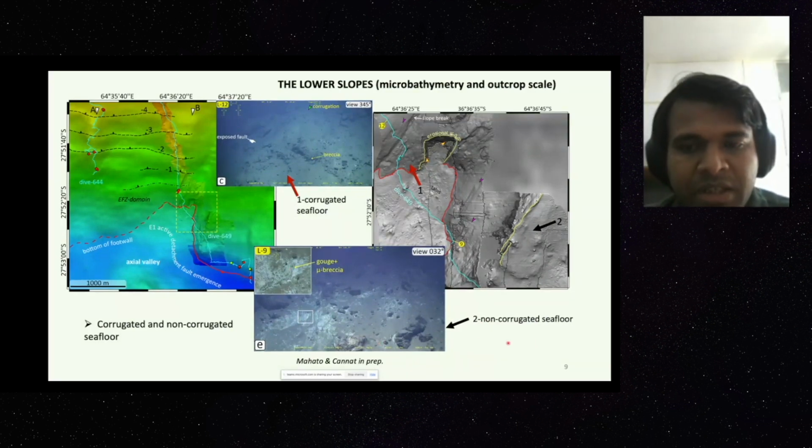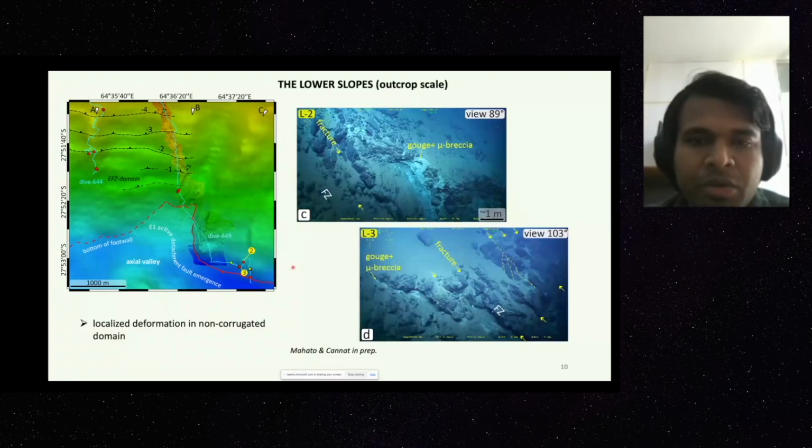And next, we will see more localized deformation structures from this non-corrugated domain, which will be located in this part of the map. On this non-corrugated domain, outcrops at location 2 show that these intercalated horizons of ultramafic breccia, microbreccia, and gouge-bearing zones are variably thick, for example, from about 1 meter to about 7 meters at outcrops. For that, I will show you the later images.